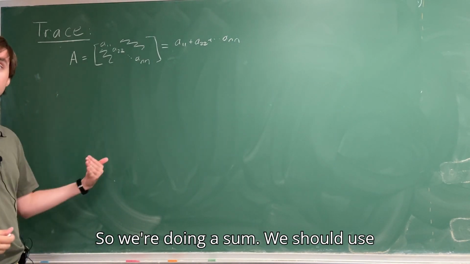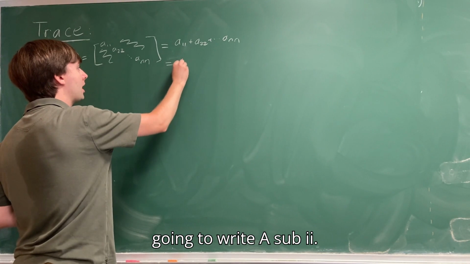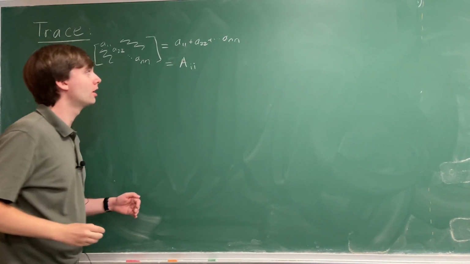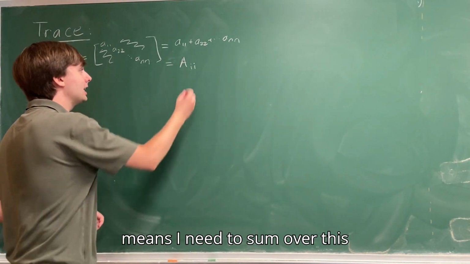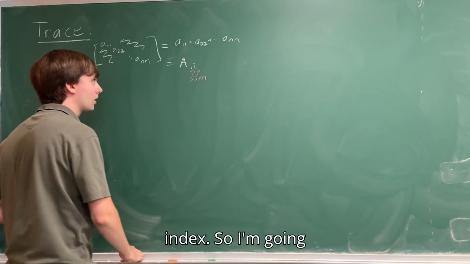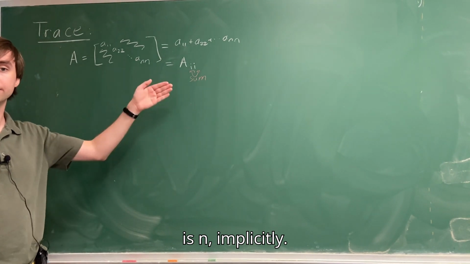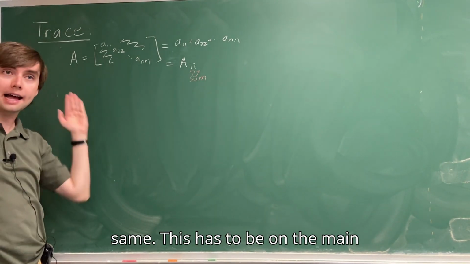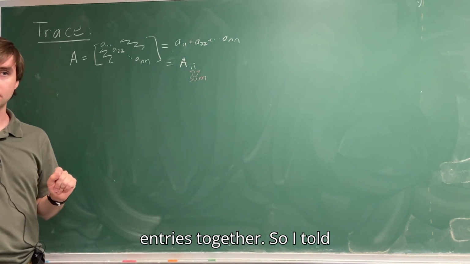So we're doing a sum. We should use summation notation for that. And I'm going to write A sub I. I have a repeated index. That means I need to sum over this index. So I'm going to sum from where this is 1 to where this is n implicitly. I means the row and the column are the same. This has to be on the main diagonal. We're going to add all those entries together.